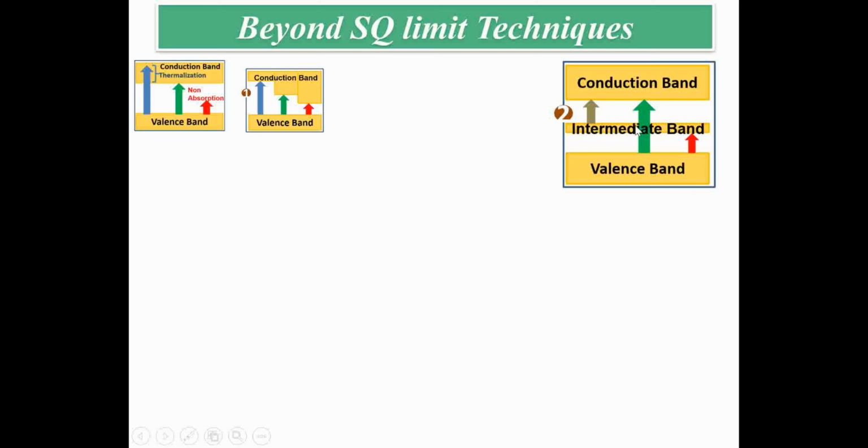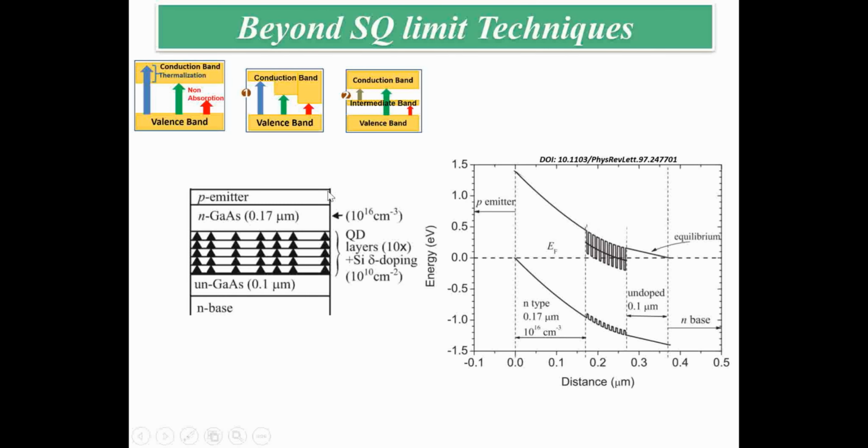Another technique we can have is the intermediate bandgap solar cell. The intermediate bandgap solar cell will allow us non-absorption loss reduction, so those low energy photons can be absorbed. You can see here the transition from valence band to intermediate band, and then intermediate band to conduction band, and there is a direct transition from valence band to conduction band also. So all those non-absorbed photons are being absorbed. Okay. An example you can see here.